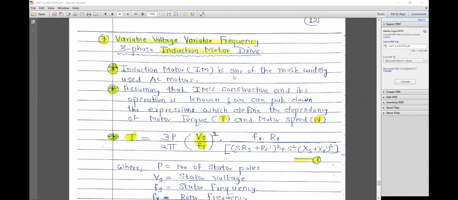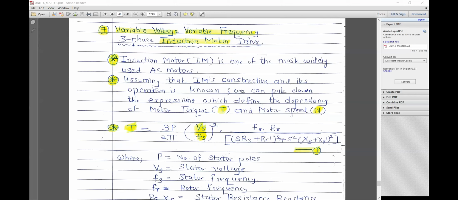Induction motor is one of the most widely used AC motors. In fact, if you read the literature, 70% of prime movers in this whole world are actually induction motors. So, three-phase induction motors. Assuming that the induction motor's construction and its operation is known, we can put down the expressions which define the dependency of motor torque and motor speed.